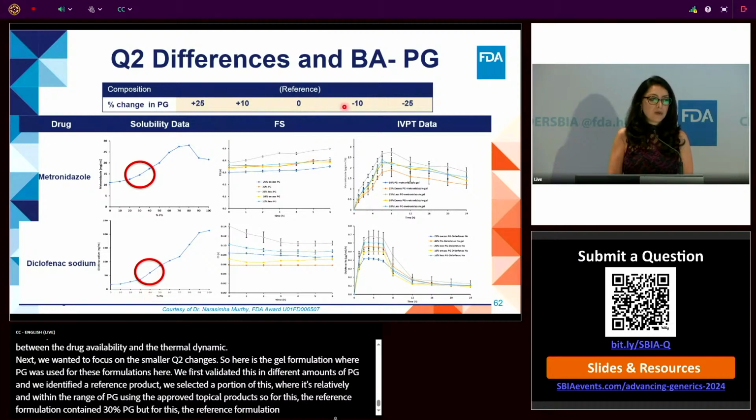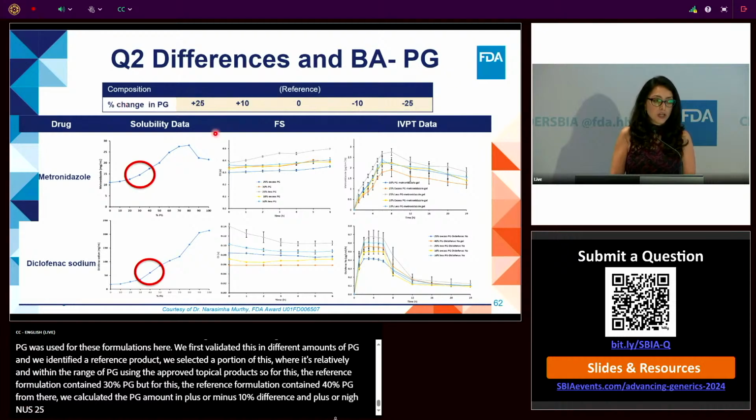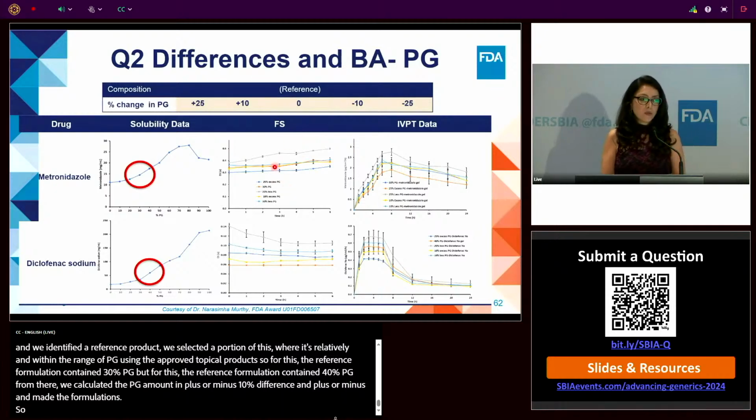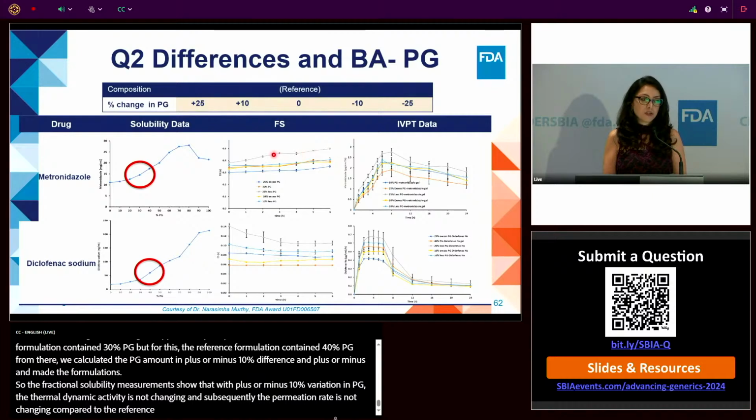And then from there, we calculated the PG amount at plus minus 10% difference and plus minus 25% difference in PG, and made those formulations with metronidazole and diclofenac. The fractional solubility measurements showed that with plus minus 10% variation in PG, the thermodynamic activity is not changing, and subsequently the permeation rate is not changing compared to the reference formulation. But with plus minus 25% difference, the fractional solubility has changed, and the flux profiles also are distinguished from the one for the reference formulation.